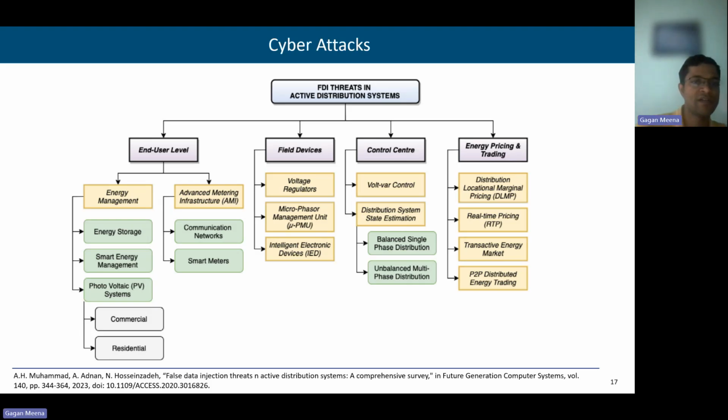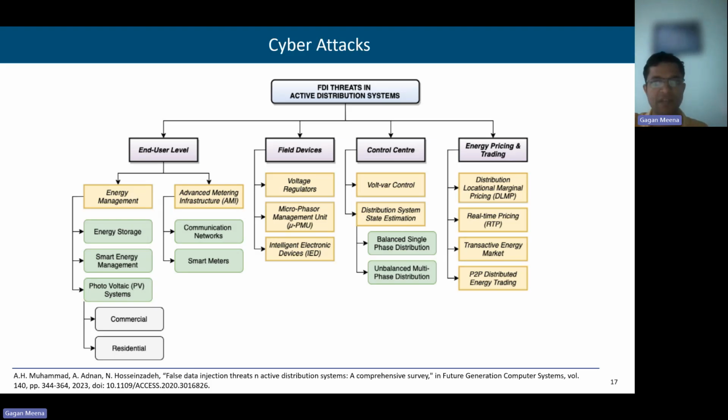In this AMI, there can be a communication network and smart meters. In energy management, we have energy storage, smart energy management, and PV system. In field devices, a voltage regulator, micro PMU, IED, control center volt power control, distribution system state estimation, which can be balanced single phase distribution or unbalanced multi-phase.